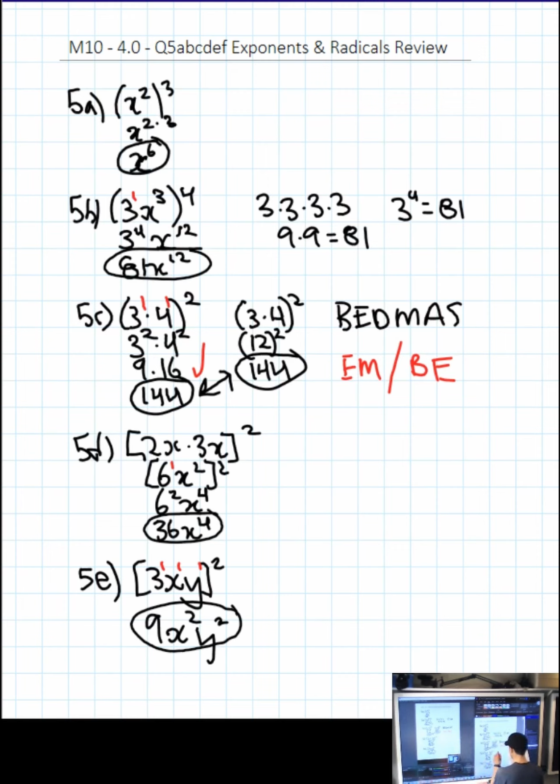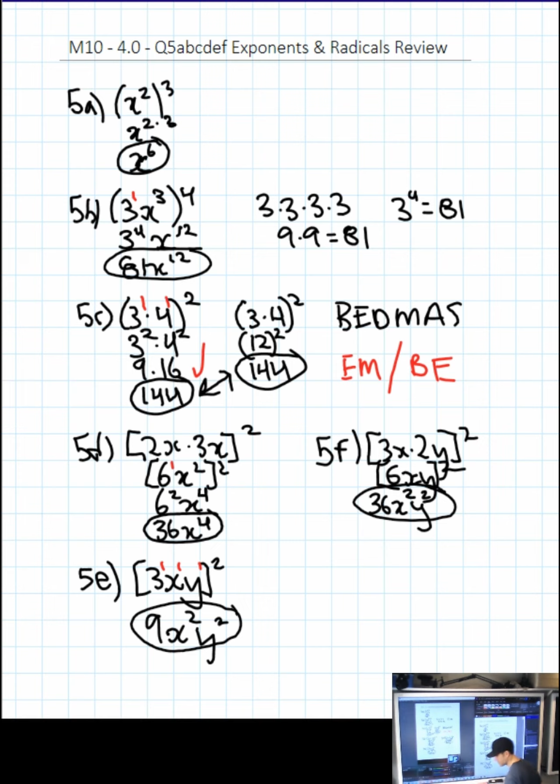Okay, 5F. Notice I'm up a bit to the right. Excuse me, I ran out of space. 3x times 2y, brackets around it, squared. So again, I'm going to start on the inside. 3 times 2 is 6. x times y is xy. Brackets around it, still squared. Kind of tough to see that squared. 6 squared is 36. x squared is x squared, y squared is y squared. Circle our answer.